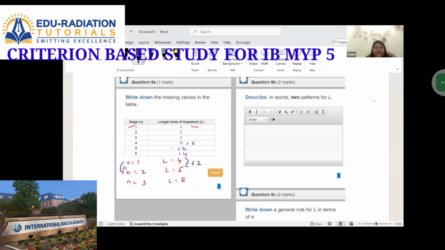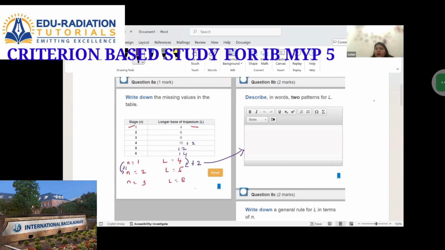One thing to remember here is that the most common mistake we make is saying that with an increase of n by 1, the value of L doubles. It is not double, it is just the addition of 2 to the previous number. Taking this concept in mind, now they have asked me to define two patterns for L.